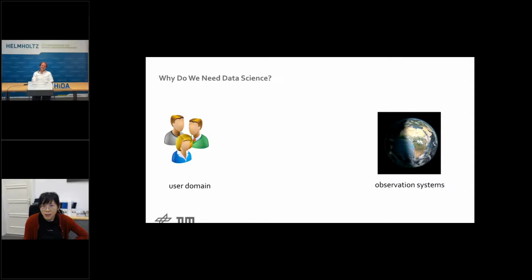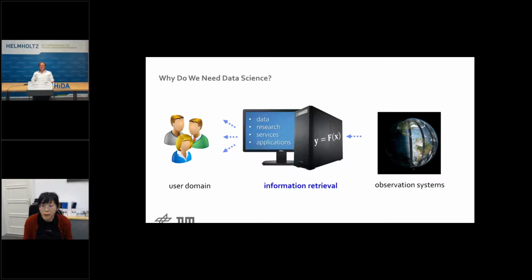Why do we need data science in Earth observation? Simply because on the one hand, we have the observation system, which is a satellite. On the other hand, we have a user who needs geo information. And it is easy to imagine what the satellite measures is not directly what the user would like to have. Therefore, we have information retrieval in the middle, which is the bridge, trying to turn the data into valuable geo information. This is where data science is playing a very big role.